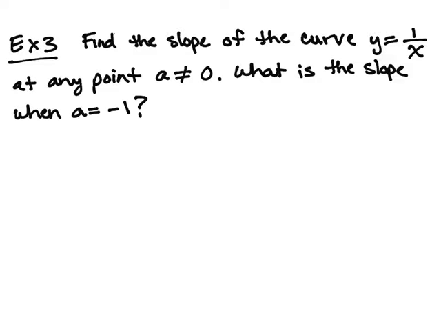All right, so we're going to do one now. Find the slope of the curve y equals 1 over x at any point A. Okay, so we're being generic again. As long as A doesn't equal 0, because then we'd plug in 0 and we get 1 over 0. We can't do that. 0 is not in the domain of this function. Once we find it for any point, we're going to get an answer for the slope in terms of A, and then we're going to check and see what it is when A equals -1.